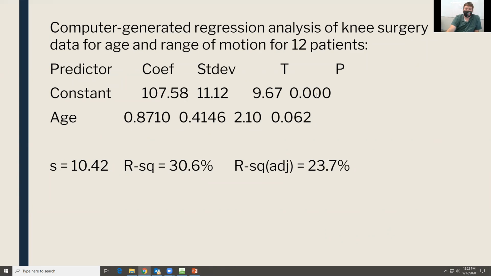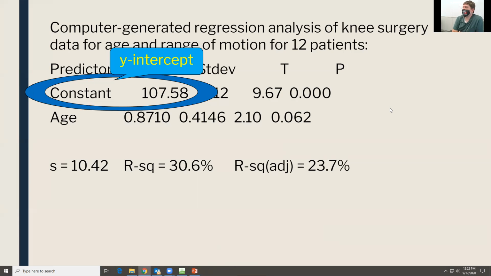The first thing you want to notice here, where your constant and your coefficient meet up, is going to be your y-intercept. It's a constant number that's always going to be in your equation. So in this case, this is your letter a, your 107.58.